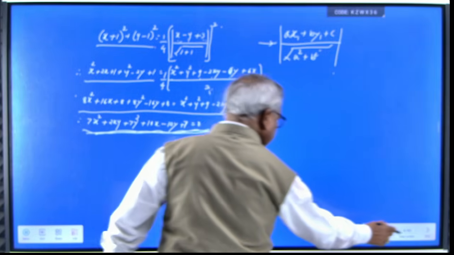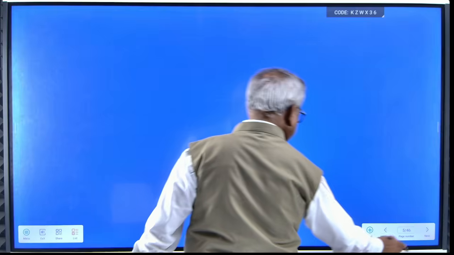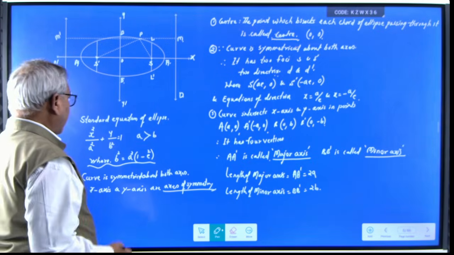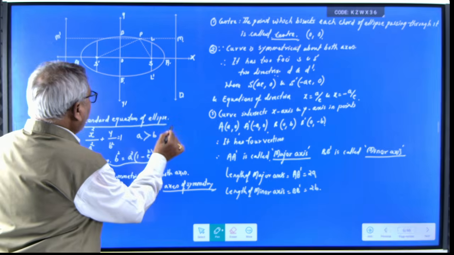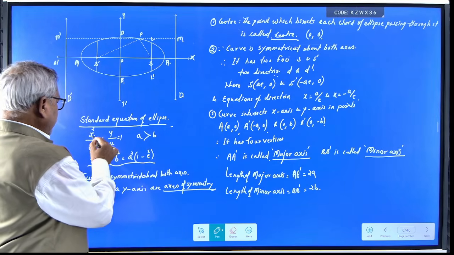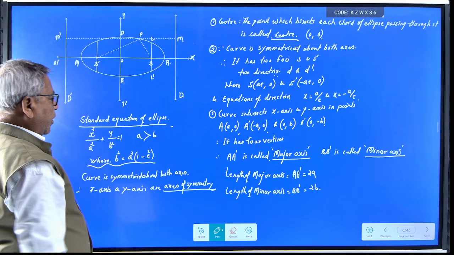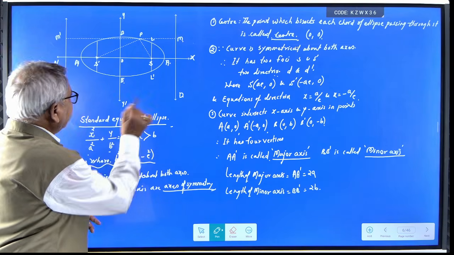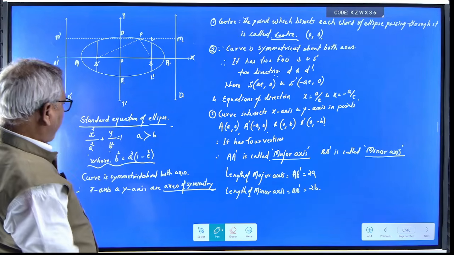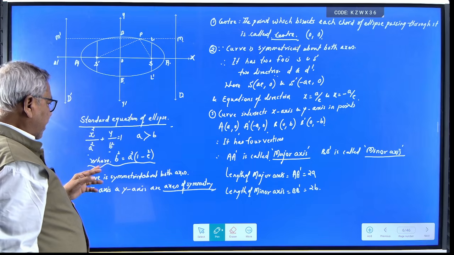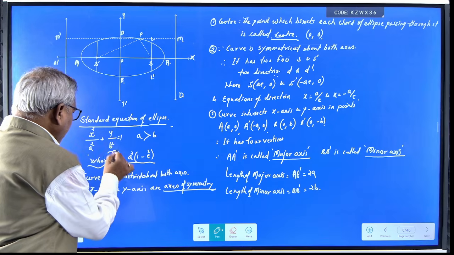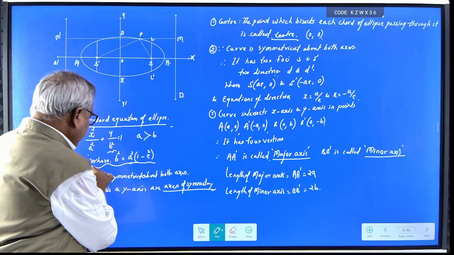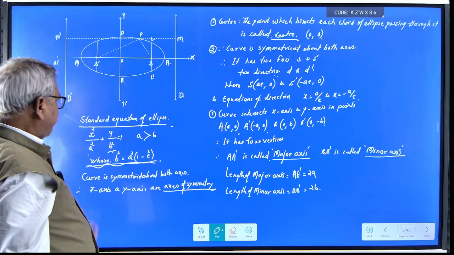So this is the equation. This is the standard equation of an ellipse: x squared upon a squared plus y squared upon b squared equals 1, where a is greater than b. A is always greater than b. This is the standard ellipse, where b squared is always given by a squared into bracket 1 minus e squared. It's a standard, remember that.